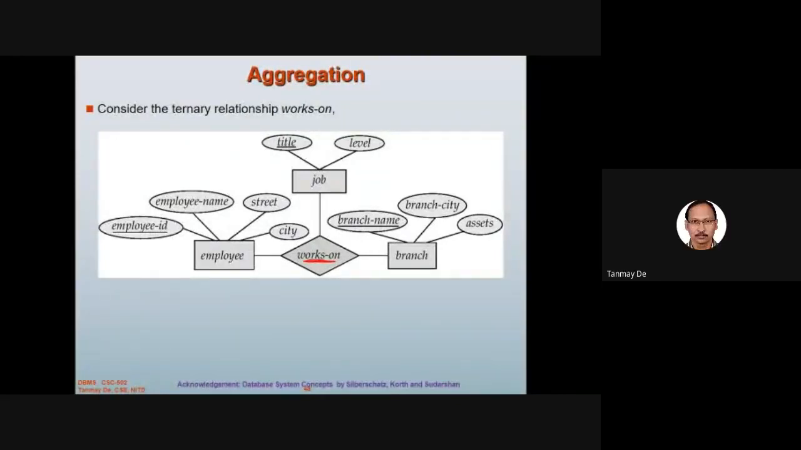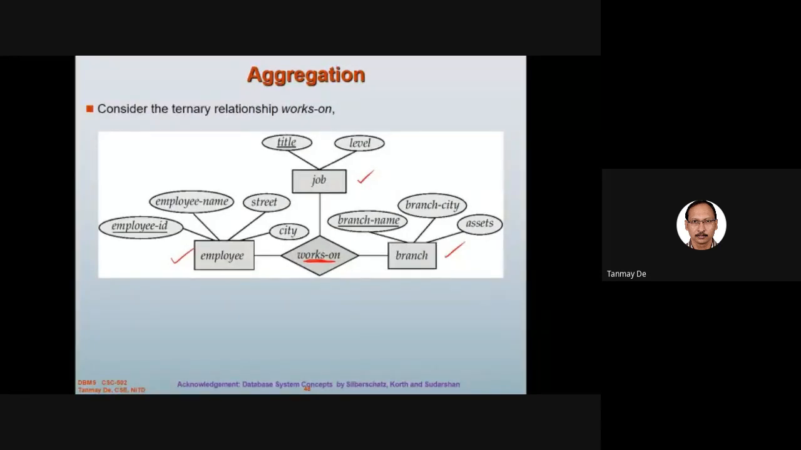I think this picture demonstrates the ternary relationship. This work on relationship associates three entity sets: employee, branch, and job. I already discussed this ternary relationship.